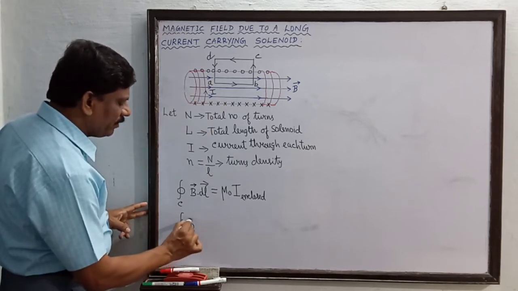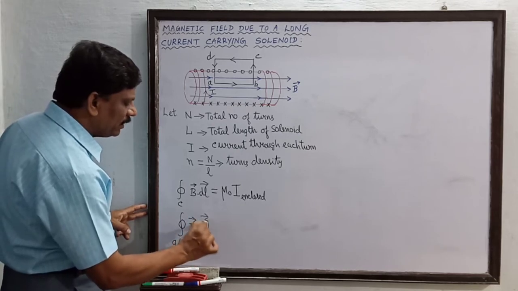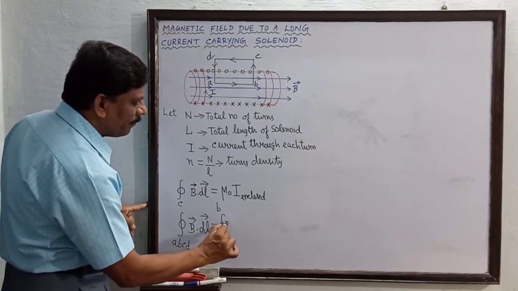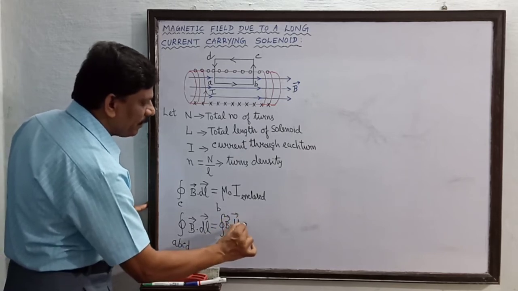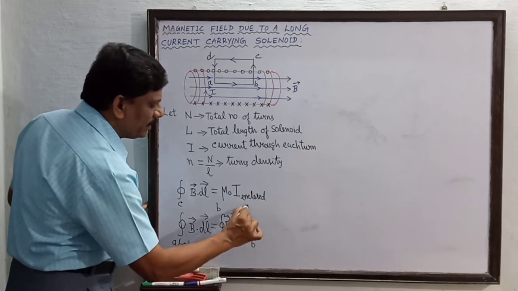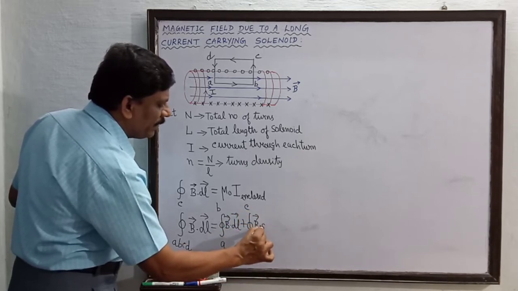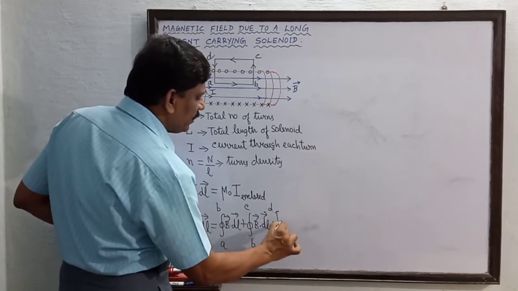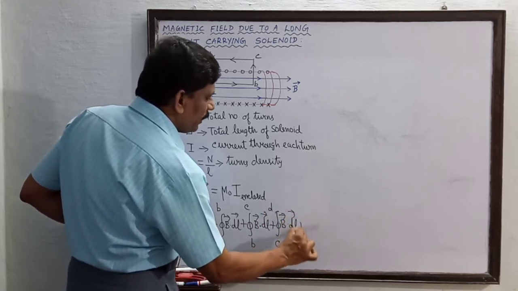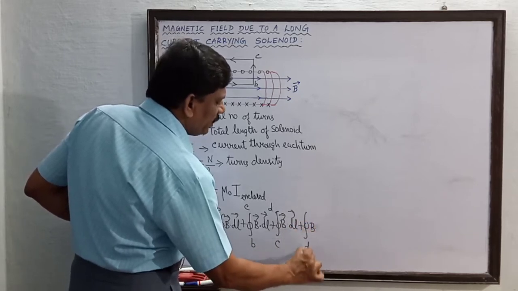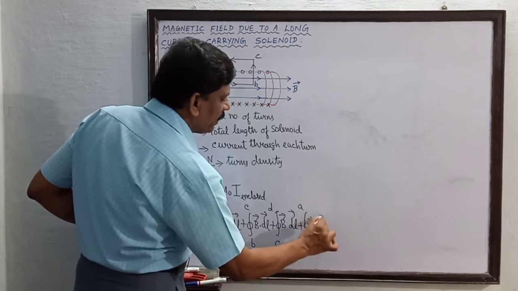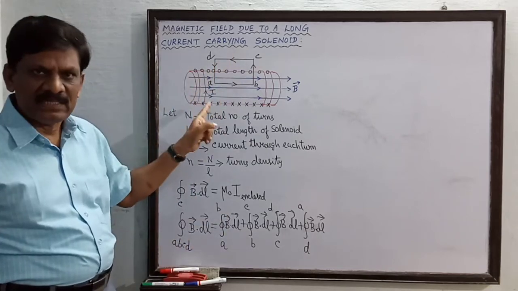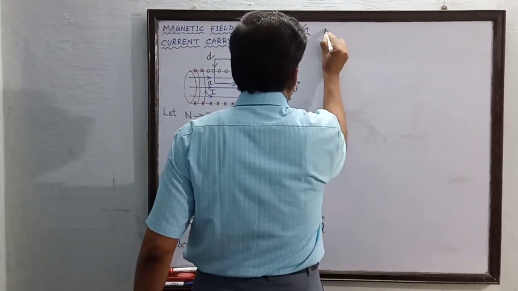So for the entire loop, the closed integral of B dot dl will be equal to the integral for the element A to B, B dot dl, as the first term, plus the second term, the integral from B to C of B dot dl, and the third term, the integral from C to D of B dot dl, plus the fourth term, the integral from D to A of B dot dl. So the left hand side has four terms, one for each line element.